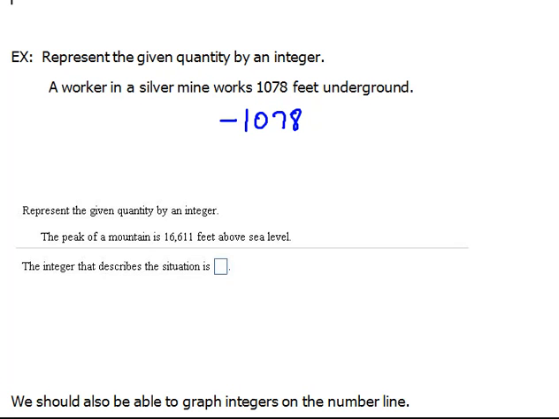In the next example, it says the peak of a mountain is 16,611 feet above sea level. Well, we know it's 16,611. But because it's above sea level, that means that it's in the positive direction. So we represent that with a plus. Now, normally, when you're writing numbers, if it is a positive number, we don't have to put a symbol. If it is a negative number, though, you must put the negative symbol.